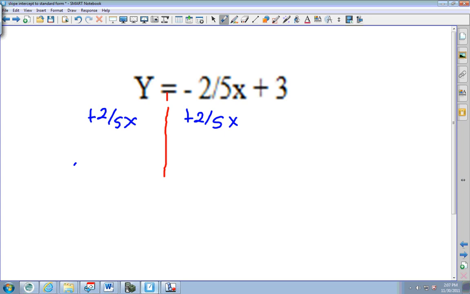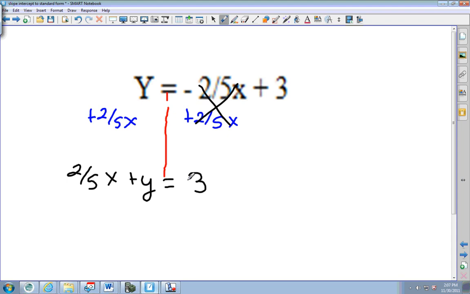I have 2, oh, I want to keep that color in black there. Not that it matters, but just to me. 2/5 x plus y equals, these cancel, and it equals 3.